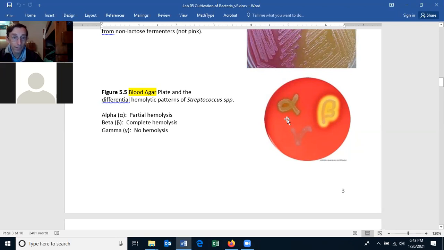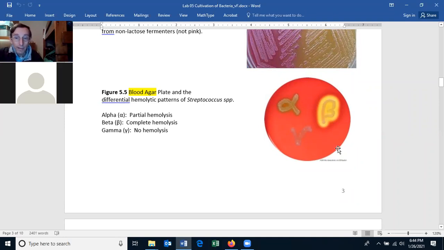And then you can have alpha hemolysis, partial hemolysis. The white, once again, is the growth right here. And as you can see, it's red, but then it is dark or greenish right before the growth, and also inside the growth, meaning inside this alpha part. It's darker than here, and that's from partial hemolysis of the blood, giving it a dark or greenish color. And that's different from the beta hemolysis, which is complete hemolysis.